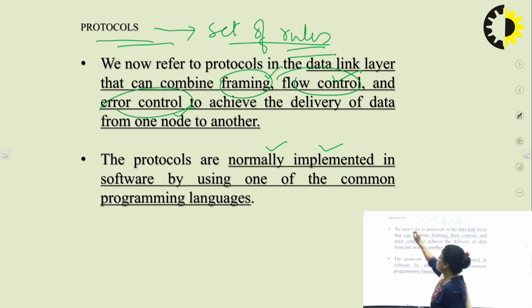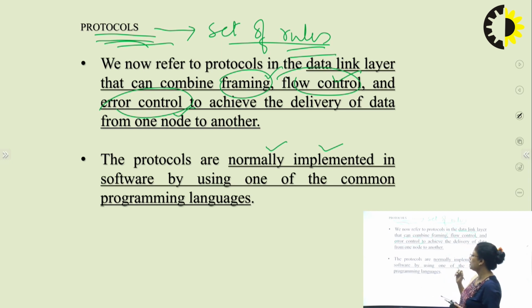So when it comes to the protocols which we will be using for ensuring proper delivery of data in the data link layer, those protocols are being taken care of by the software. Fine. So we have a set of lines of code which ensures that the data being sent from the sender reaches the receiver, and the data link layer takes care of framing, flow control and error control.